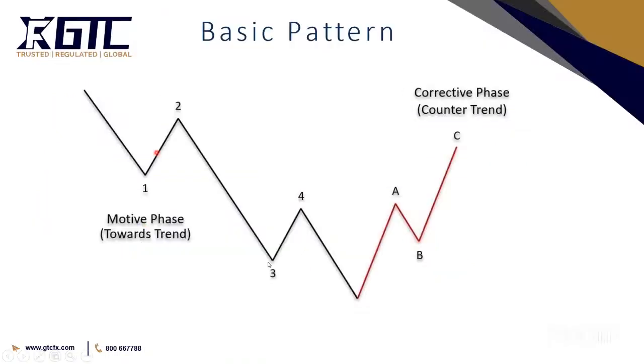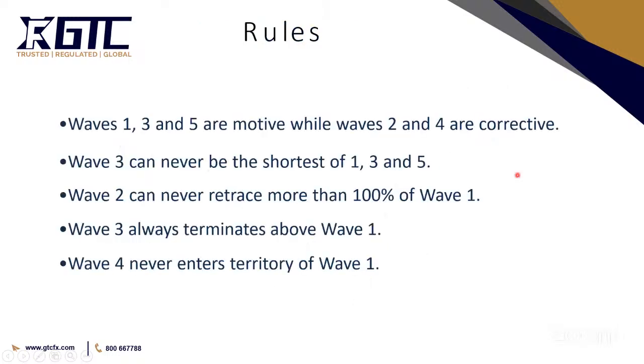Again, five waves is motive phase, 3 waves is a corrective phase. Please remember, 5 means motive. It is labeled as 1, 2, 3, 4, 5, whether up or down. 3 waves means corrective. It is labeled as A, B, C. All right. Now let's look at some of the rules here.